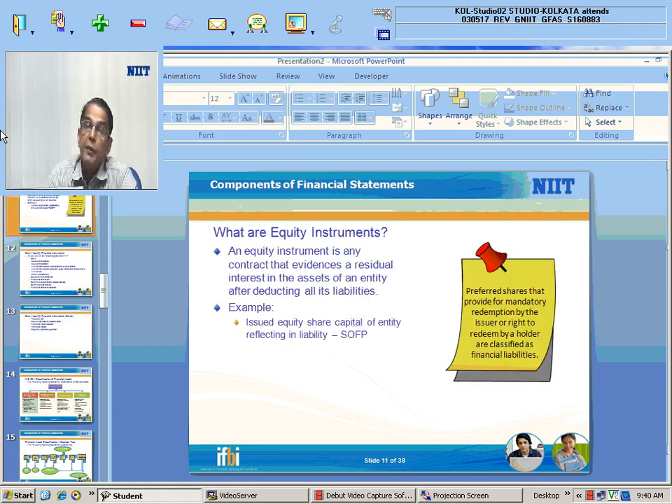The third type of financial instrument. We have talked about three classes of financial instruments: financial assets, financial liabilities, and third is equity instruments. An equity instrument is any contract that evidences a residual interest in the assets of an entity after deducting all its liabilities. So a contract which evidences a residual interest in the assets of an entity after deducting or netting off all the liabilities is called an equity instrument.